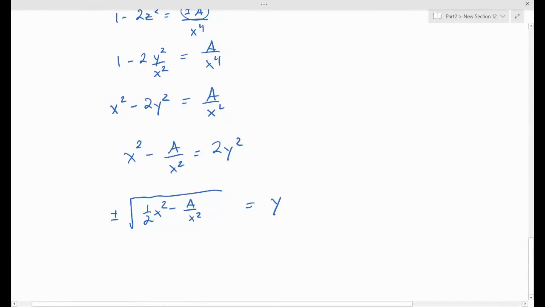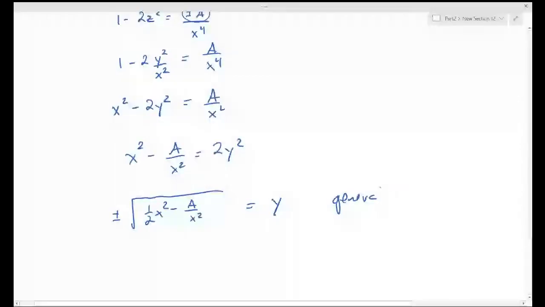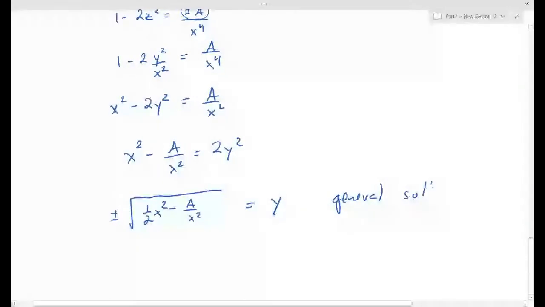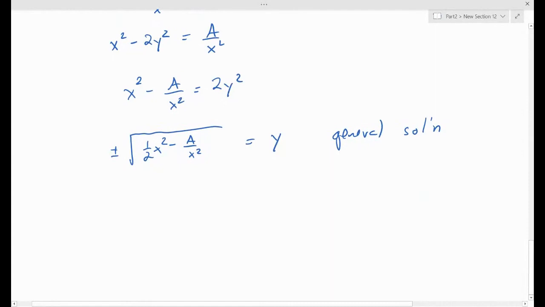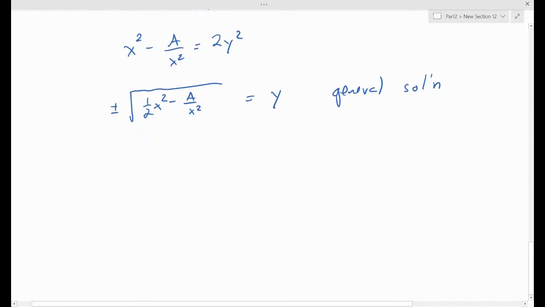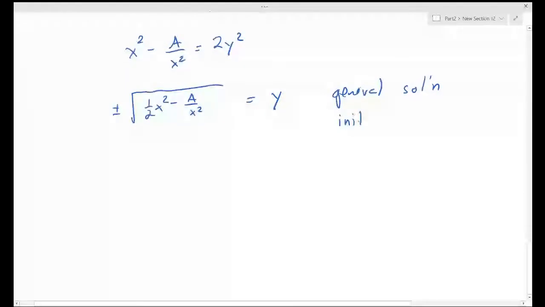Okay, so all right, so that's a general solution because we have this arbitrary constant. And so we have a whole family of curves which satisfy the original differential equation. And so what's the name that we use when we have an initial condition? How do we use the initial condition?